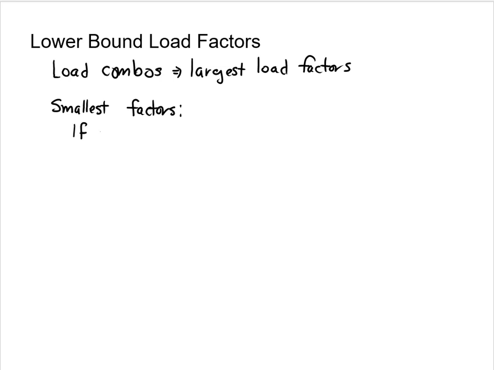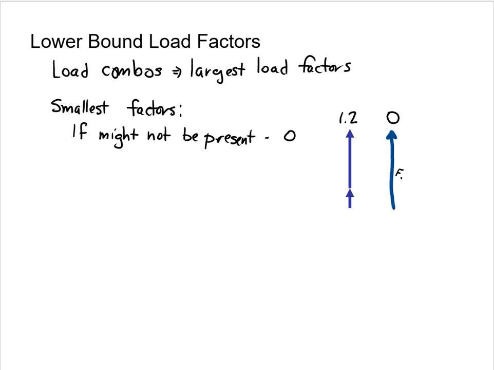The smallest reasonable load factor for loads that might not be occurring is 0. Think about how that applies to our cable tower example. If cable C might be removed for maintenance, we should consider the lower bound factor of 0 for that load effect. If the load factor on the effect of cable C is 0, we get the largest vertical force at the left support. What about loads that will reasonably always be there?